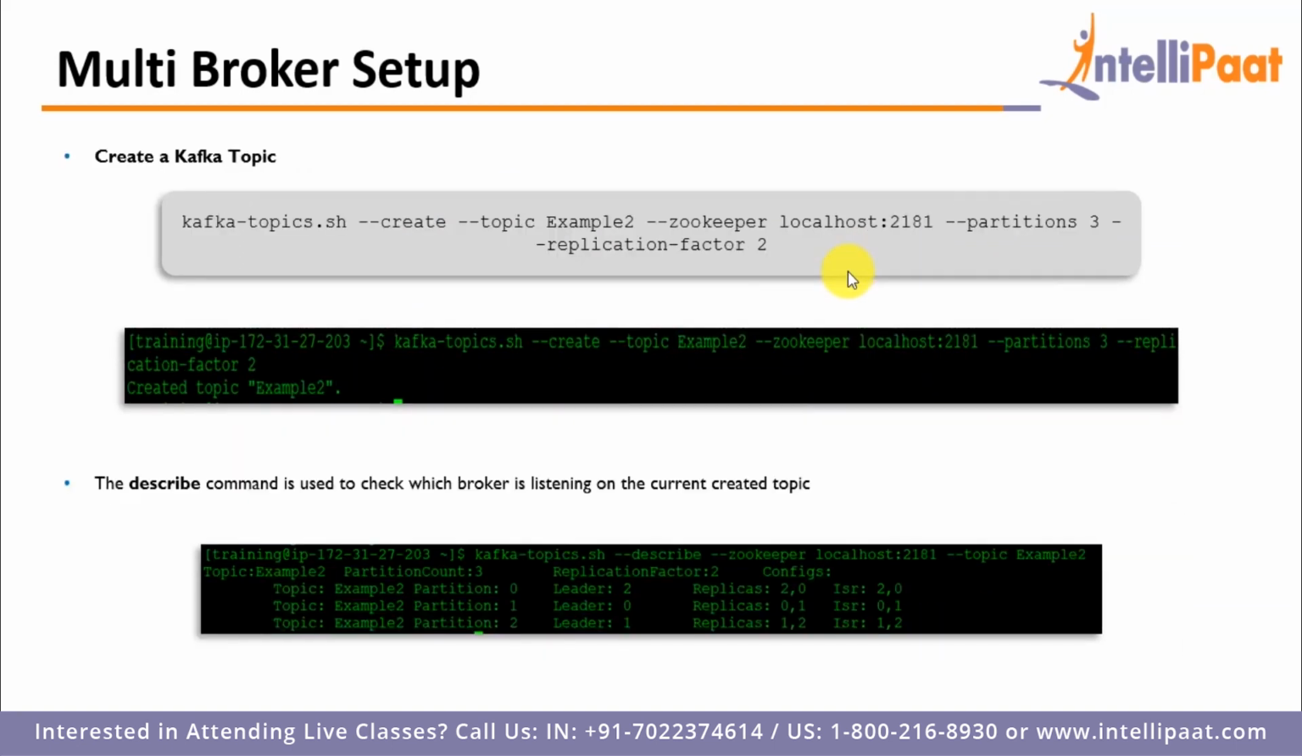Now that we have created the brokers, we'll go ahead and create a Kafka topic. So to create a topic, again, it will be the same. So we'll type kafka-topics.sh --create and then we'll give the name of the topic, which is topic example2.